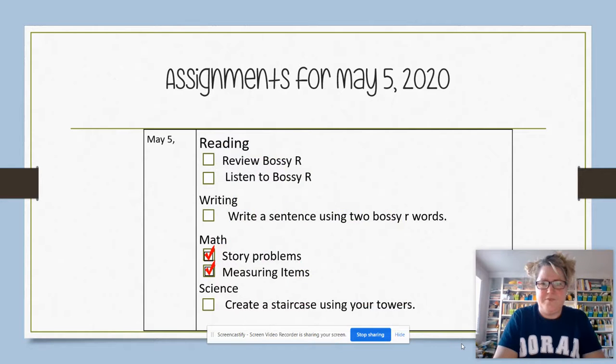And now that we've gone over how to create a staircase using your towers, I'm going to put a check there. If that's done, that means you're done for the day with our math and science.